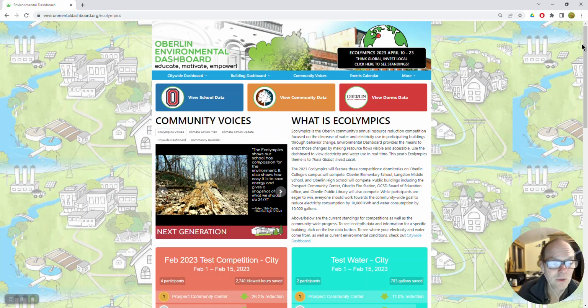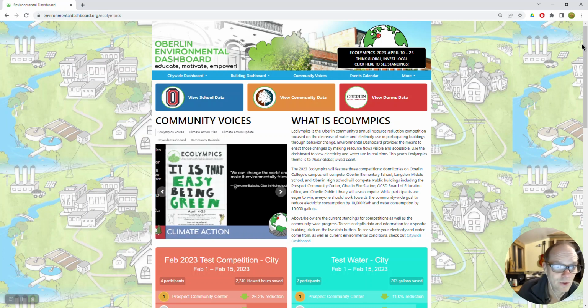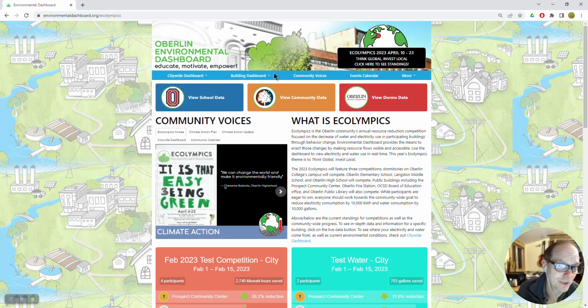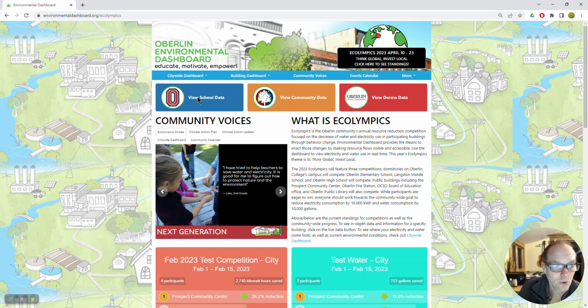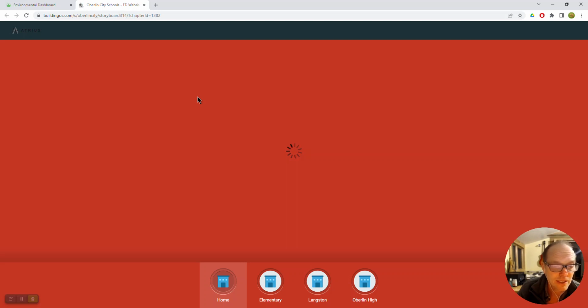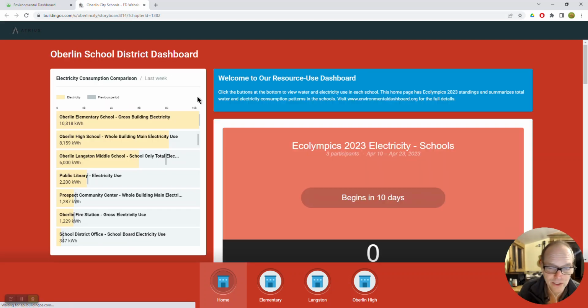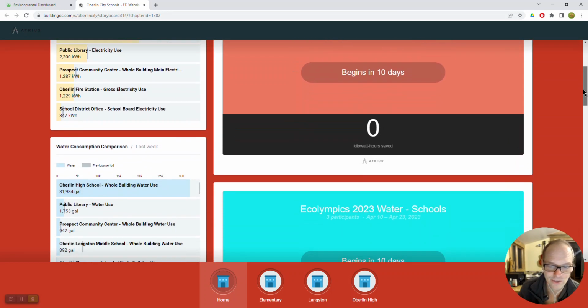But the real place to go for anyone who wants to figure out how to win Ecolympics is to the websites that contain data, so you can see what the patterns are like. So we'll click on the school data. That's going to open kind of a home page, and you can see there's a countdown here. This will have competition results, but we've actually set this one up for the real competition, so it's not going to start until the competition starts.